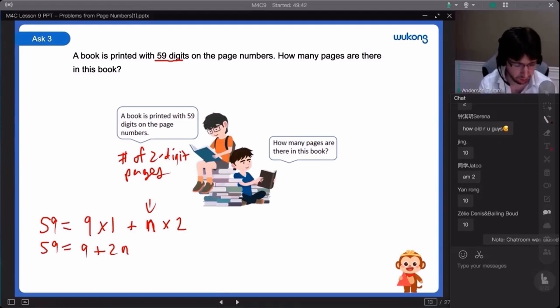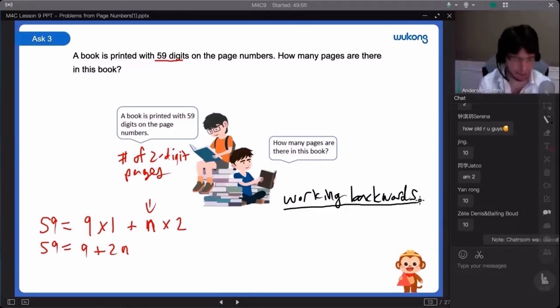One way I like to do it is with a little flow chart. You can do it by working backwards. For those of you who took the trial class, you will recognize this. So we start with n. I'm going to draw a little arrow to represent multiplying by 2. That gives me some other number. And then in the next step, I'm supposed to add 9, and that gives me 59.